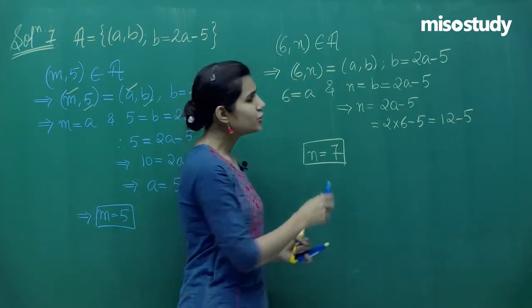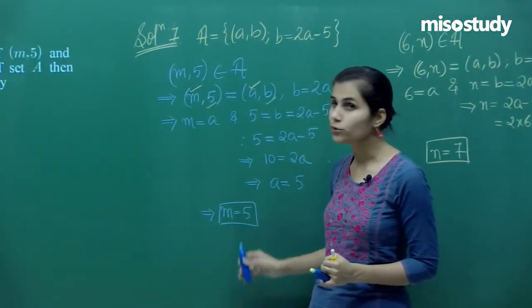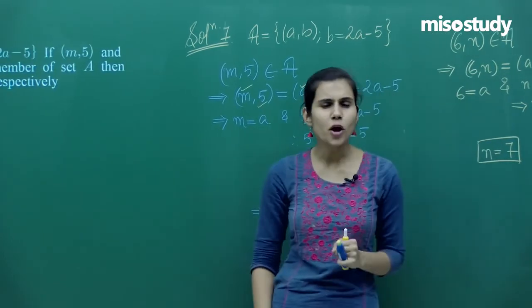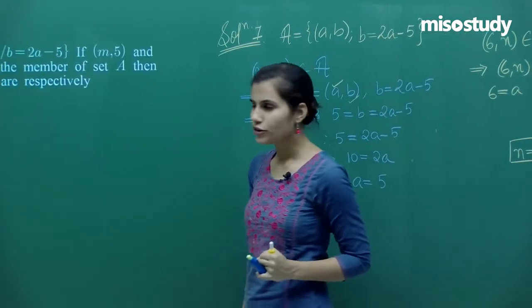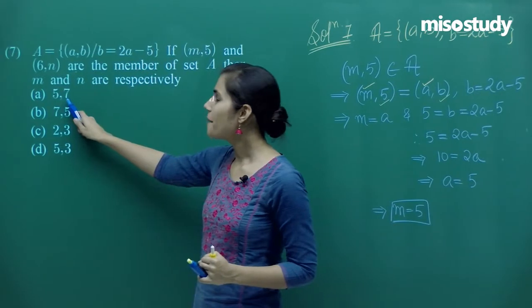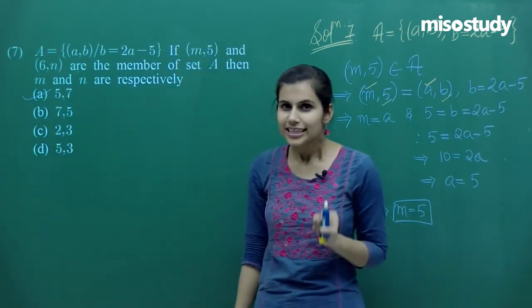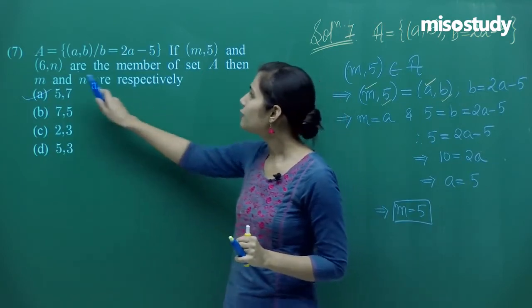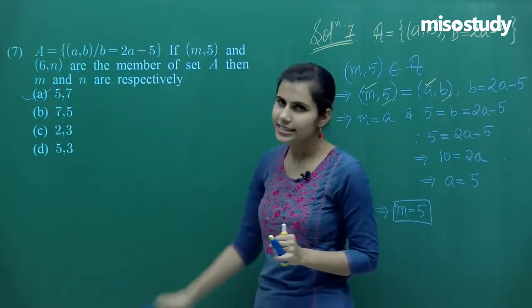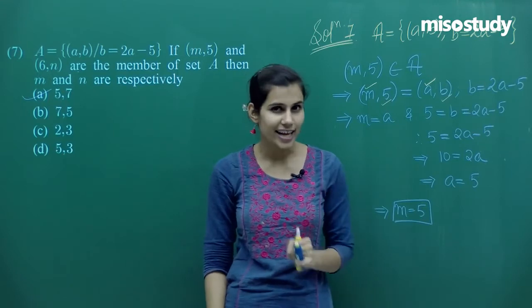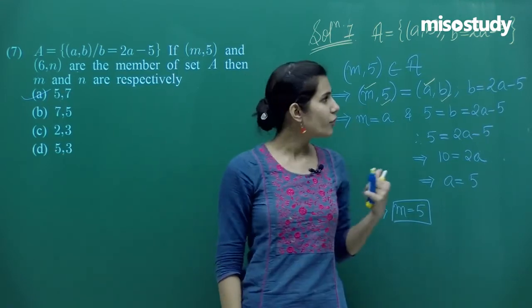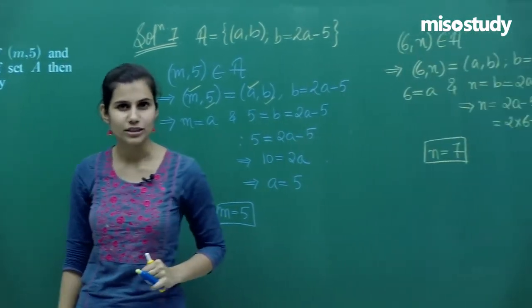You have got n to be 7 and you have got m to be 5. Let's see if (5, 7) is a solution or not. (5, 7) is very much a solution, sitting at the first point. This is how you deal when you have to consider members sitting inside the set and then find out the values which are asked. Quickly note this down and be prepared for the next question.